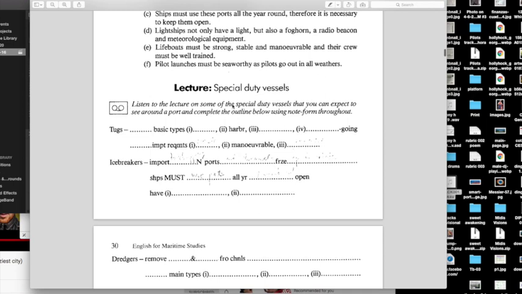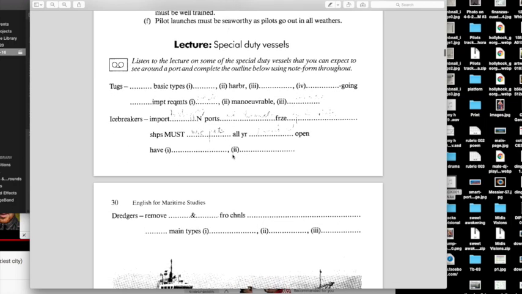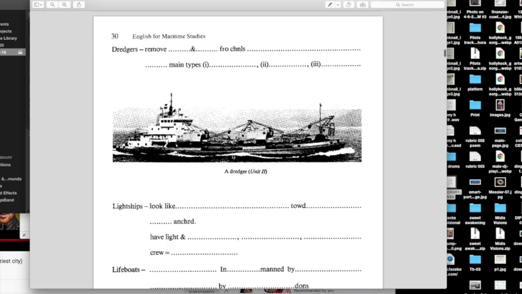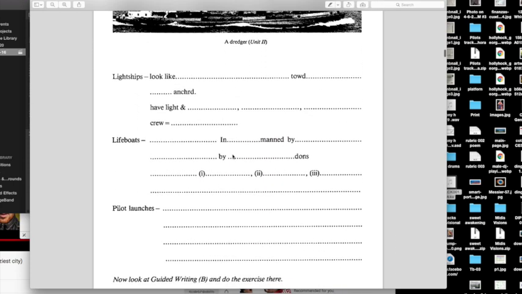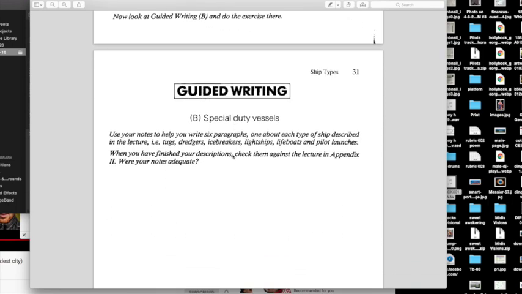This speaks about the other special types of vessels: tugs, icebreakers, dredgers, lifeboats, and so on and so on. Research, fishing. There are many. You know this more than I do. And the last assignment is guided writing. You're going to write 6 paragraphs. No, this is too much. Write 1 paragraph about one specific type of vessel.